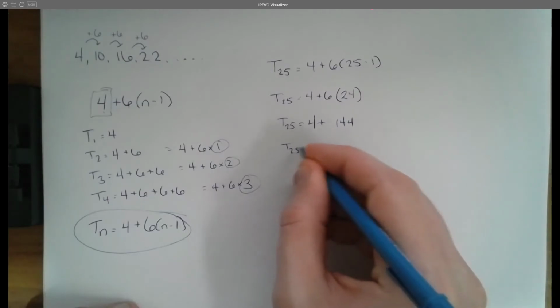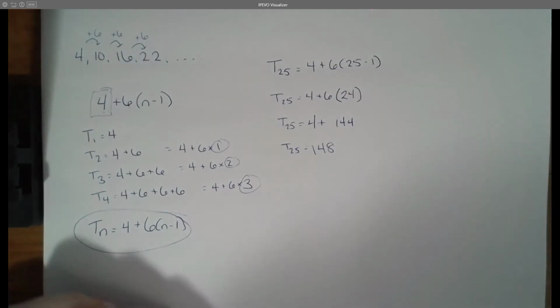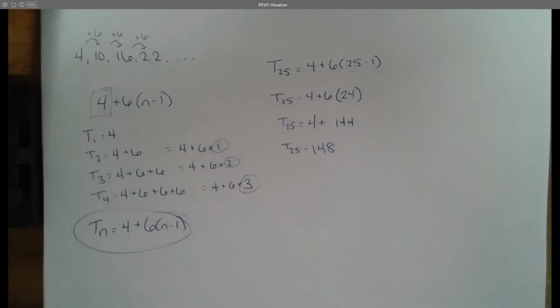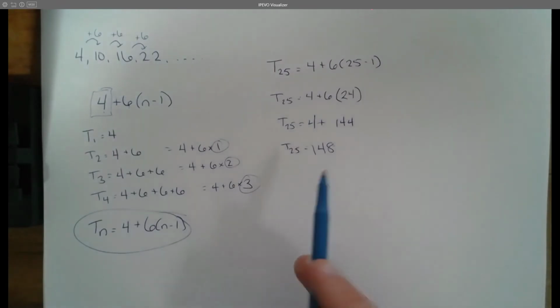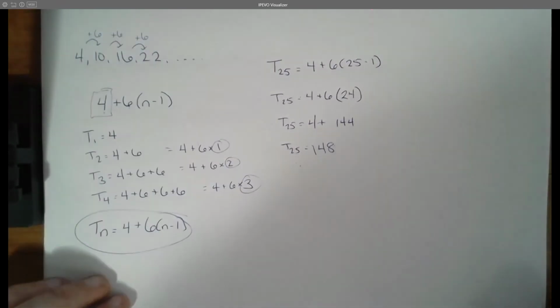So T25 is going to be 148. So it's a quicker way for us to figure that out. If we had to constantly add 6 on and constantly write out all 25 terms to figure that out, that would take us much longer. This is a much quicker way to be able to do that particular question.